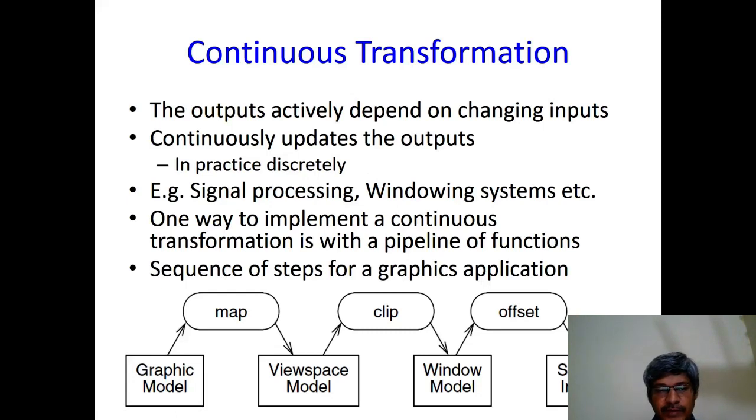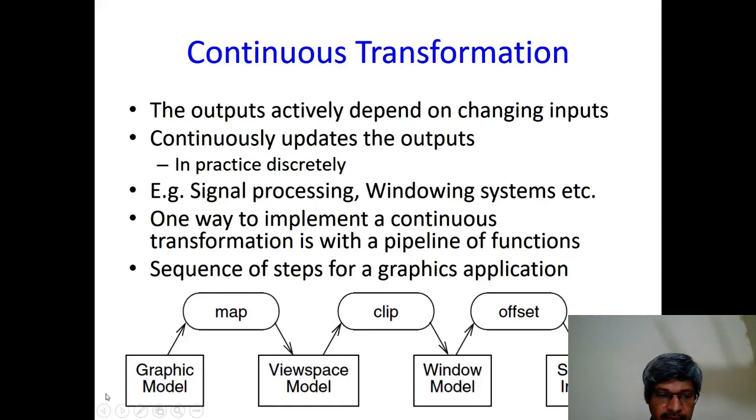For example, signal processing, windowing systems, and how you show them. Something like a graphics application. Say you have the graphics model and you are displaying it on the screen. That is also a continuous transformation. Regularly the graphics model is changing, and continuously you are displaying it on the window system. One way to implement such a continuous transformation is with a pipeline of functions, the same way we have seen in the batch transformation. But the point with continuous transformation is that these transformations are happening continuously. The input is changing regularly, and so is the output.